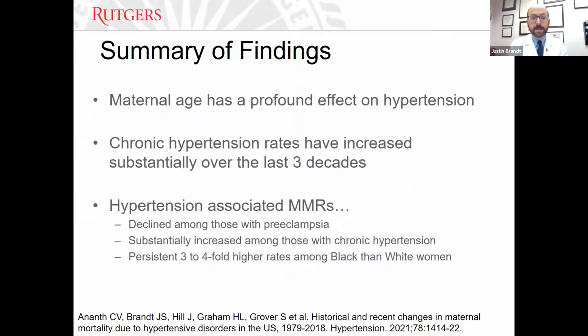So in summary here, maternal age has a profound effect on hypertension and hypertension-associated maternal mortalities. During the study period, chronic hypertension rates increased substantially. But when we look more at hypertension-associated MMRs, what we see is there was a decline in MMRs associated with preeclampsia during the study period. We saw a substantial increase among those with chronic hypertension, and we saw a persistent 3 to 4-fold higher rates of MMRs associated with hypertension among Black women compared to white women.